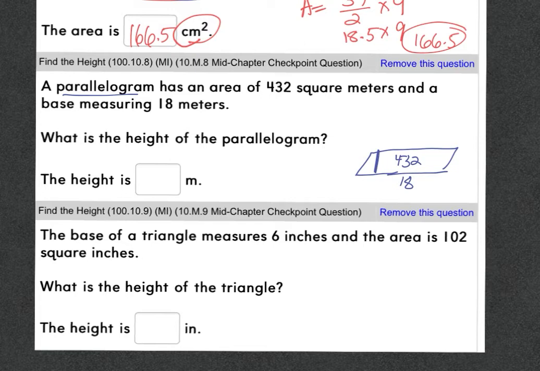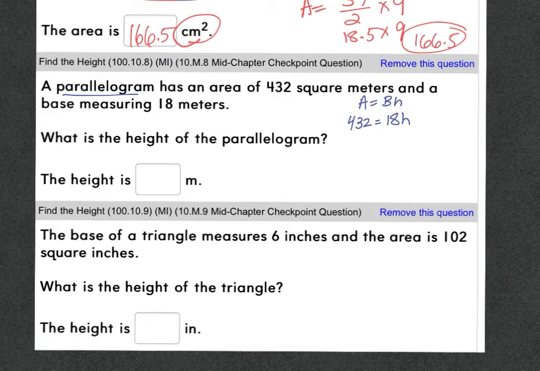Okay, so area equals the base times height. We know the area is 432. We know our base is 18, but we don't know what the h is. So let me erase this so I have some more room.